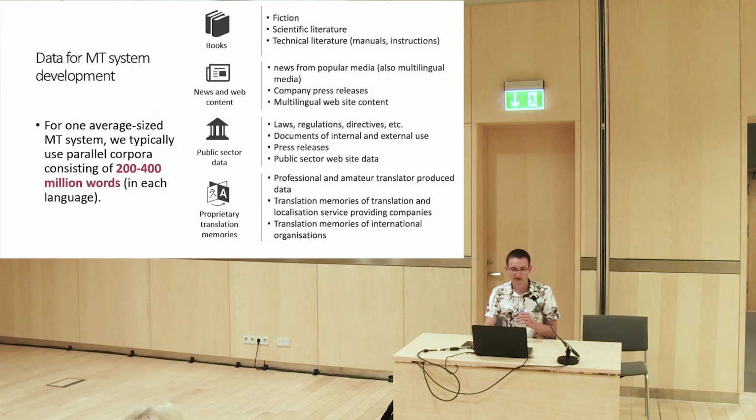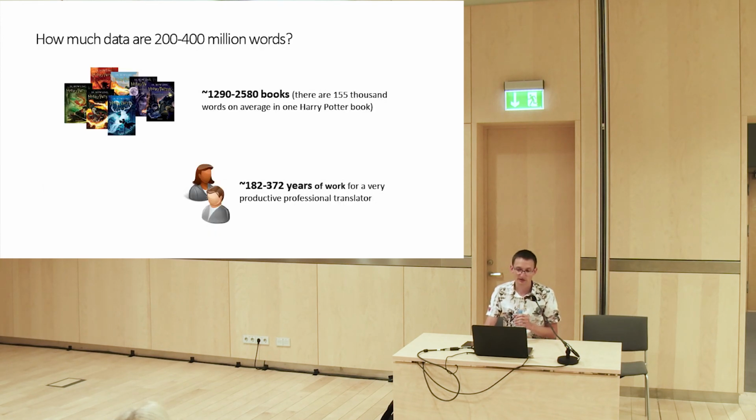We acquire data from different sources. Usually there's a lot of data that we can use, depending on the language pairs. Then, an interesting thing if you want to imagine how much data that is: if a single translator would translate, you would need approximately 182 to 372 years for one neural machine translation system.